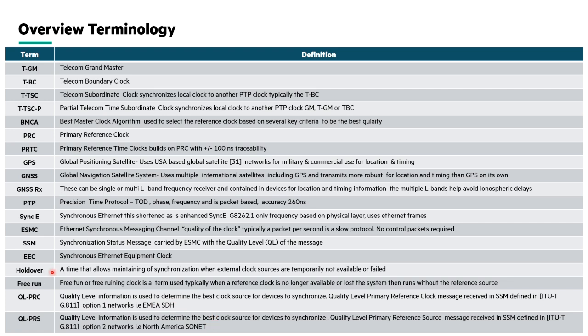Then we have holdover, which is a time that allows maintaining synchronization when the external clock has failed. This could be, for instance, when some maintenance is being done. And then we have the free run period as well. This is when a clock is running effectively on its own steam, typically when you've lost synchronization and you're running on your oscillator. With certain products, they can run in free run for a number of hours without any significant degradation to the timing information.